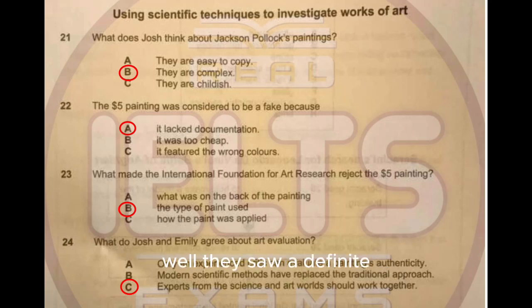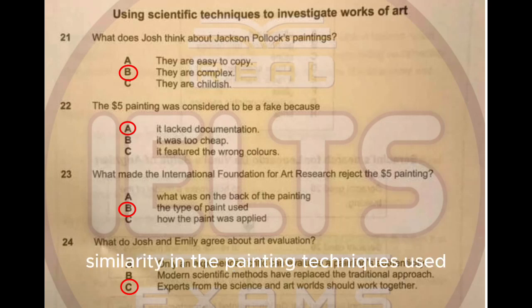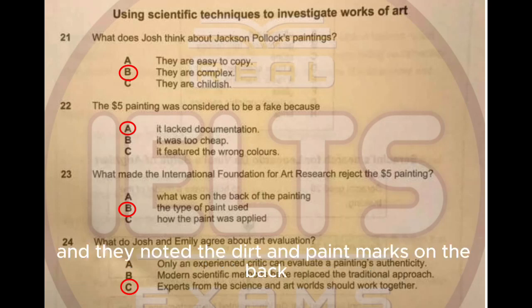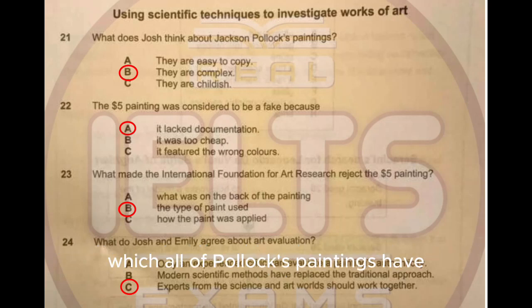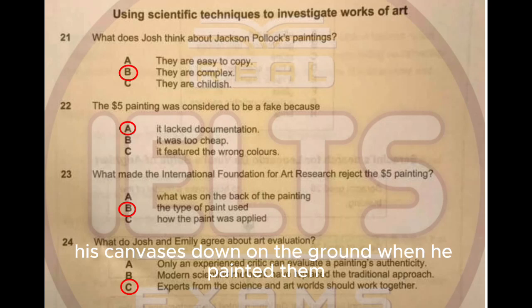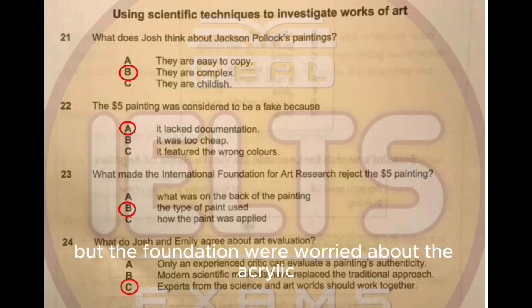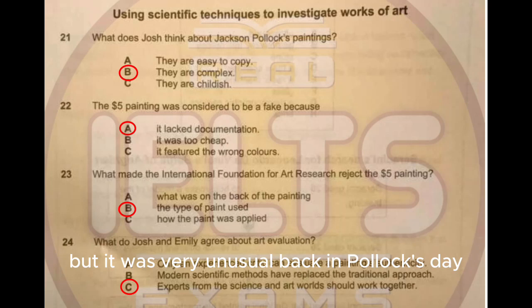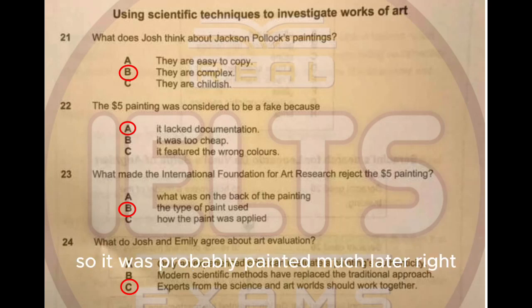Well, they saw a definite similarity in the painting techniques used. You mean the way Pollock dripped the oils on the canvas? Yeah. And they noted the dirt and paint marks on the back, which all of Pollock's paintings have. Why's that? He used to lie his canvases down on the ground when he painted them. But the foundation were worried about the acrylic paint that was used on the painting. It's quite common now, but it was very unusual back in Pollock's day. So it was probably painted much later.